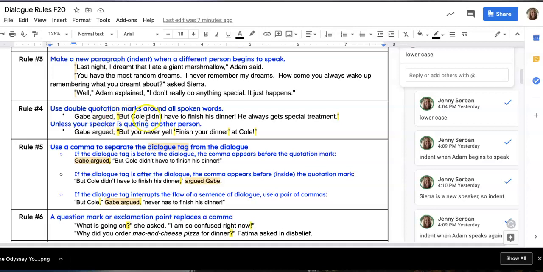Gabe argued, "But Cole didn't have to finish his dinner. He always gets special treatment." Double quotation marks around it. Unless your speaker is quoting another person. Gabe argued, "But you never yell, 'Finish your dinner' at Cole."